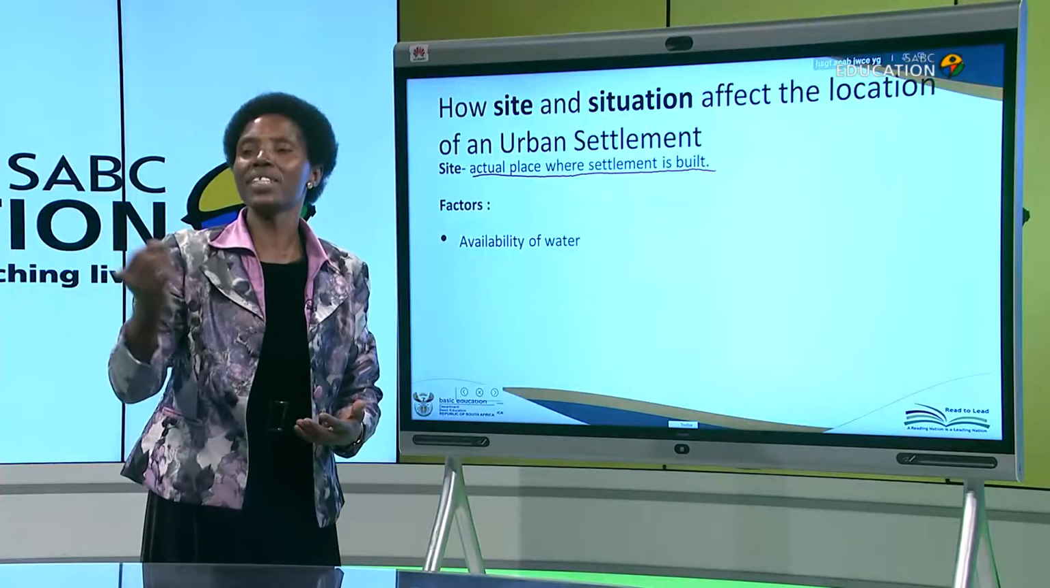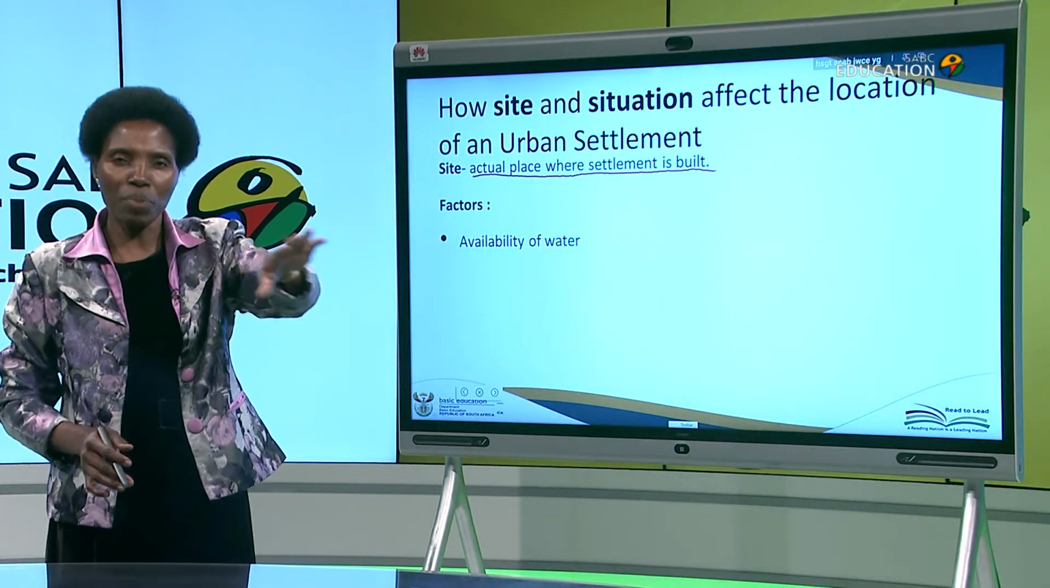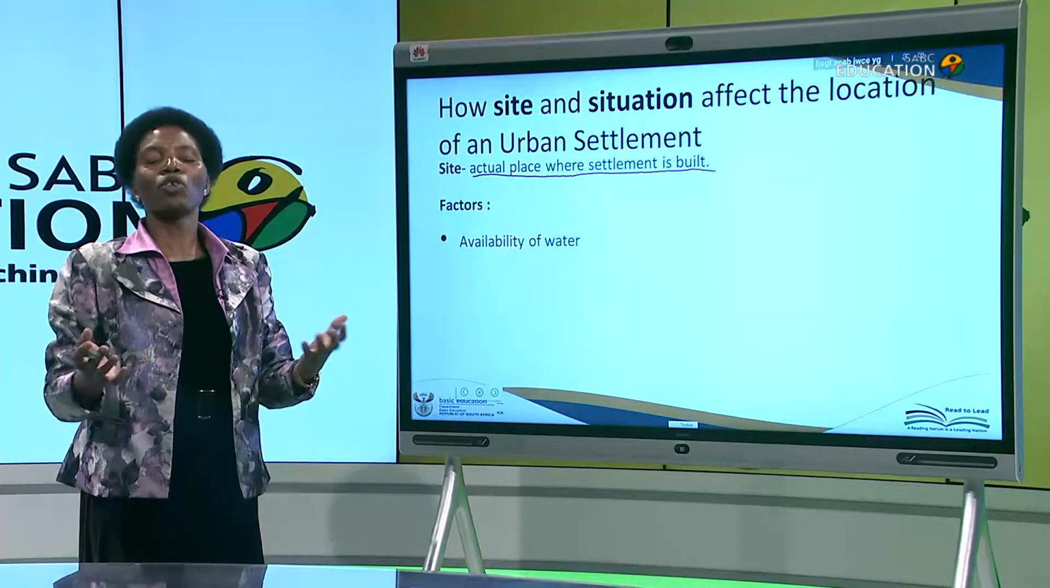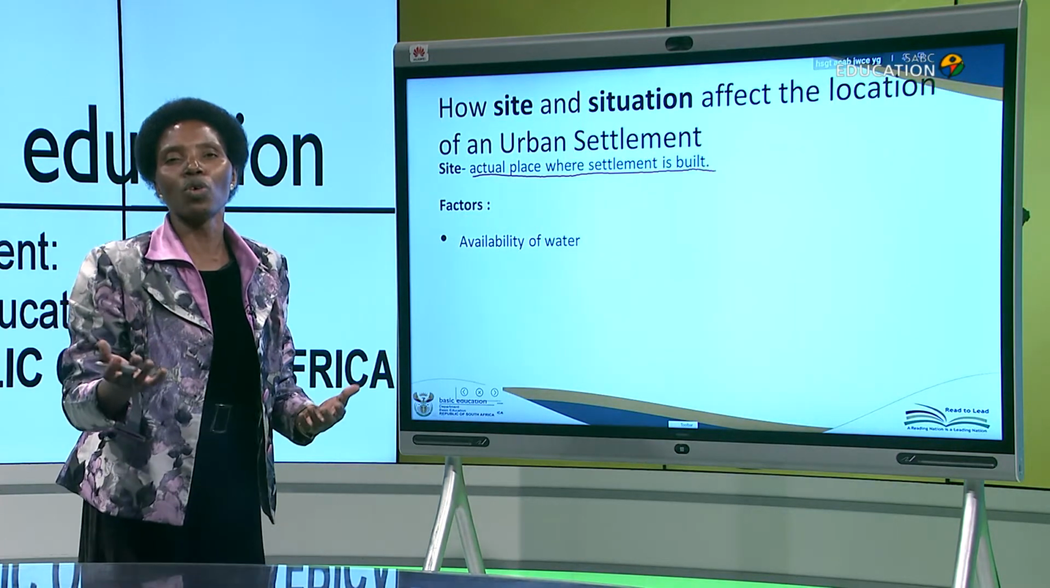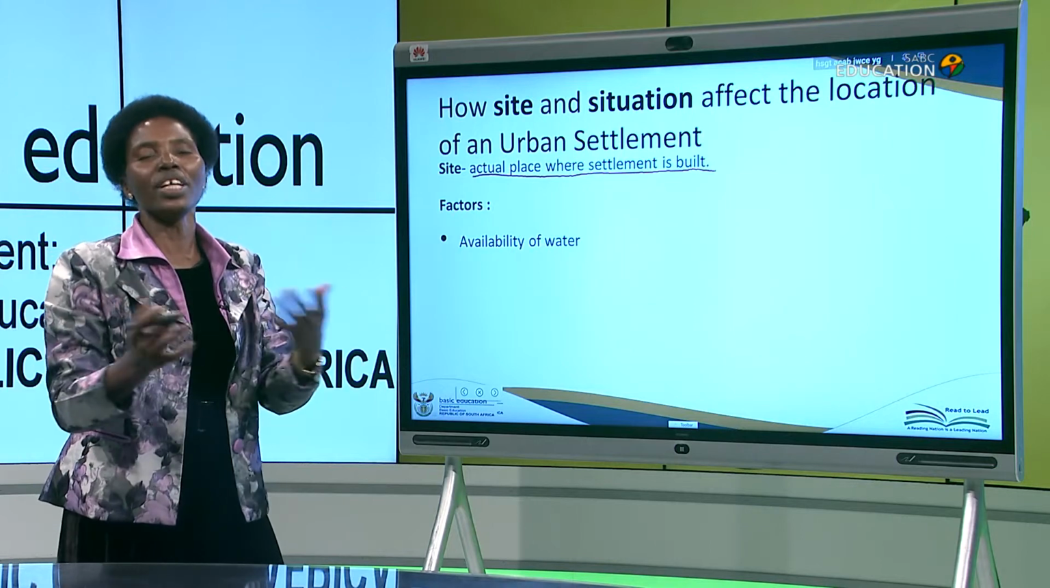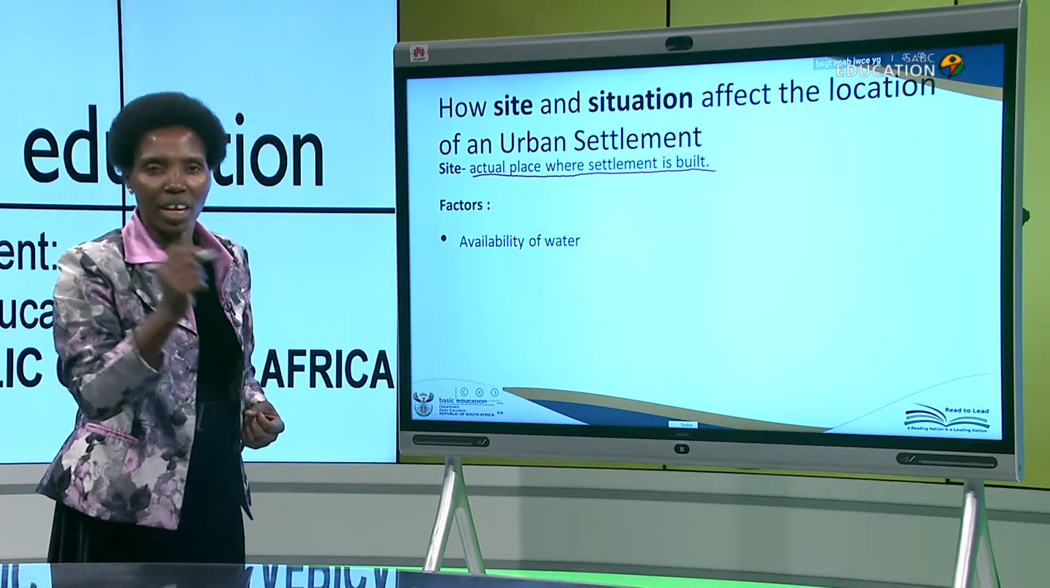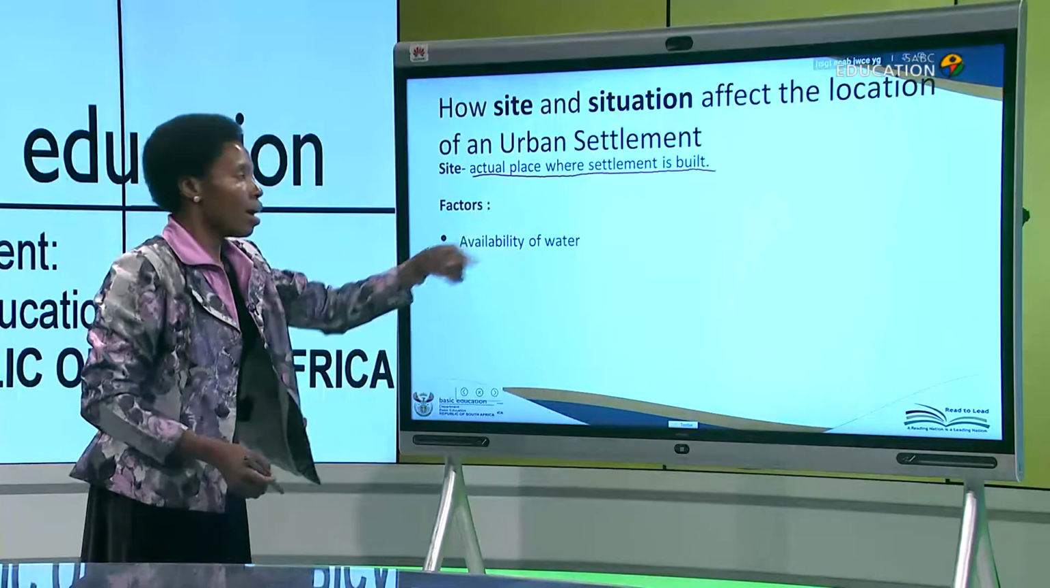So before they build a settlement, they look at availability of water. Okay, why do they have to look at availability of water? You know that water is essential. You need water to do each and every activity. So they have to check that they do have access to water.